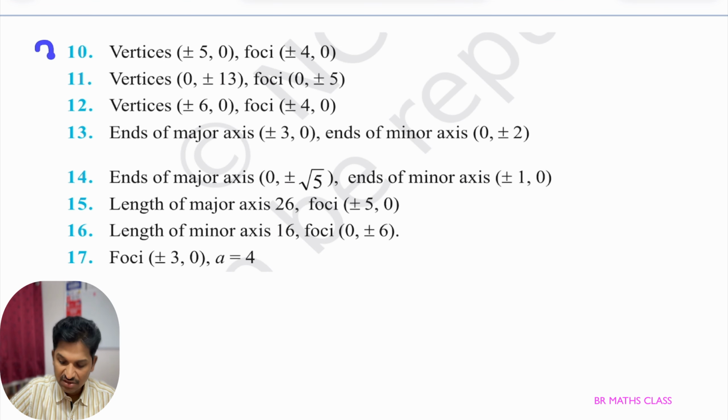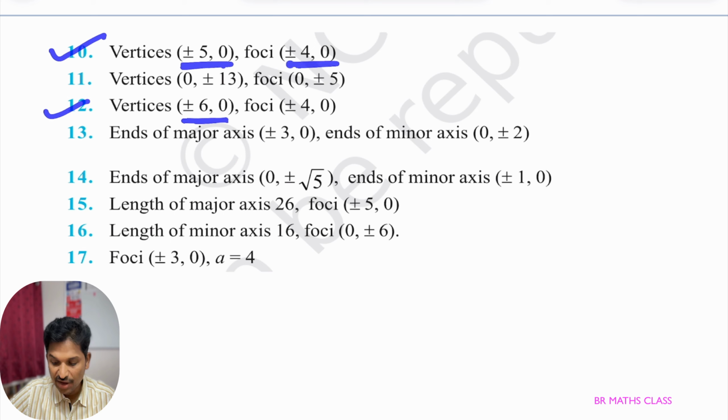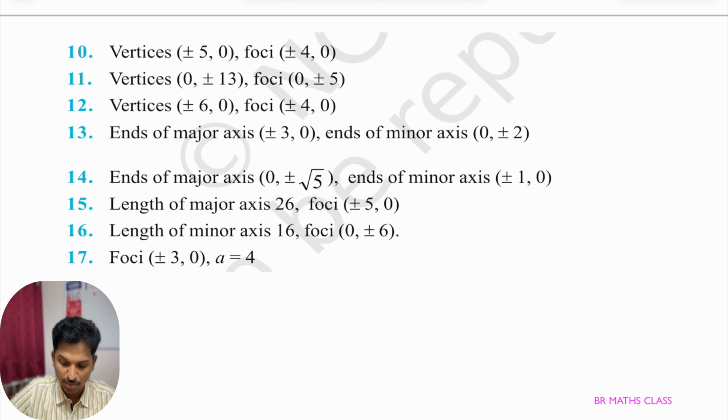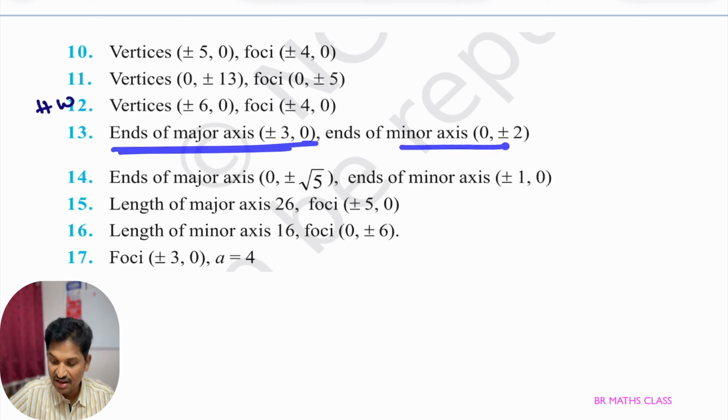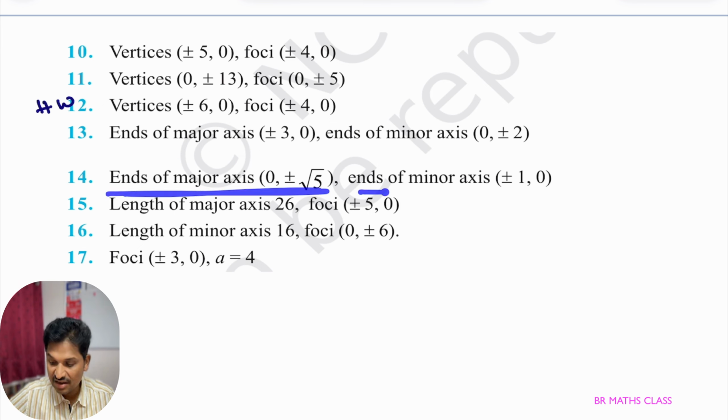If you observe these three questions, this 10th question and 12th question are similar, right? In the way I did this 10th question, in the same way I want you to try this problem. So this 12th problem is homework. Now you observe question number 13 and 14. Both are the same type. Here what is given? Ends of major axis, ends of minor axis. Here also ends of major axis, ends of minor axis. Right? So I'll do question number 13.